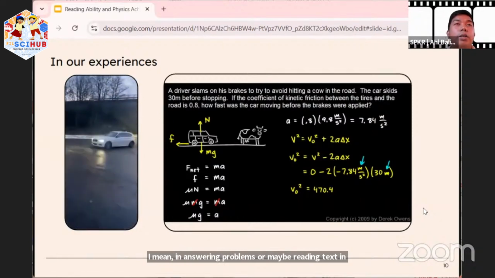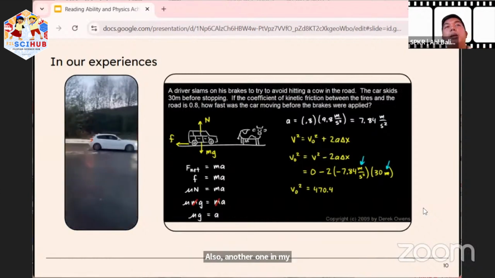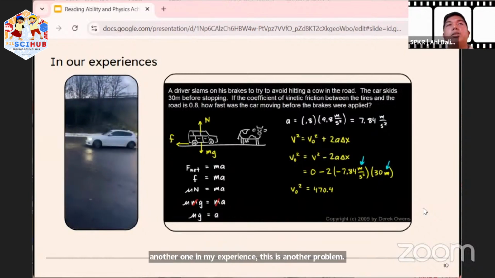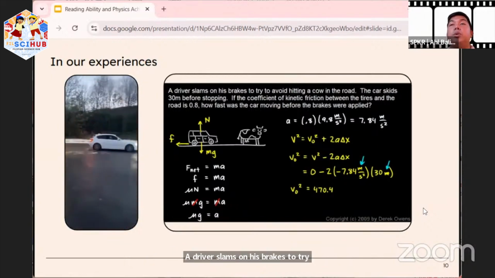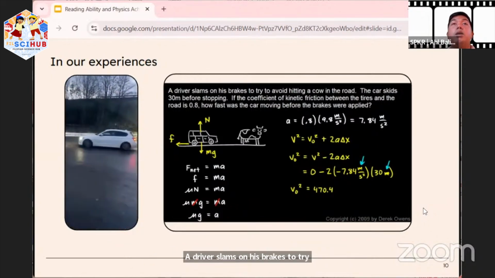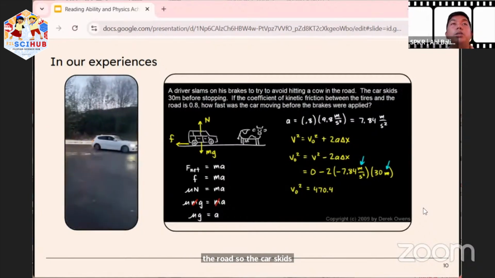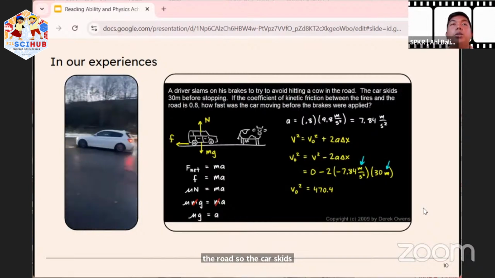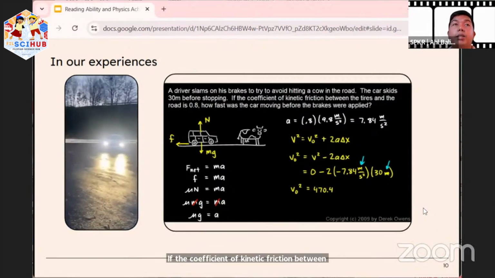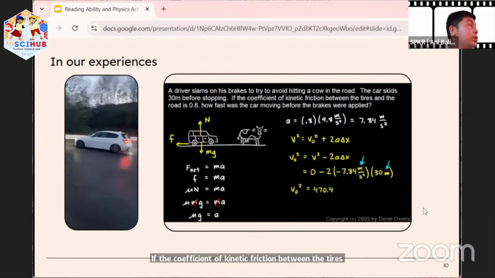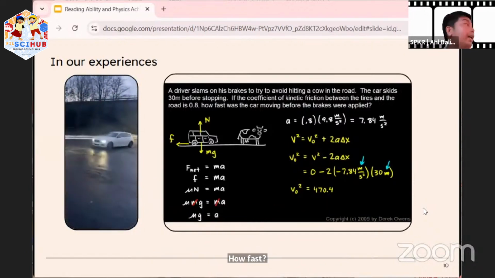Also, another one in my experience. This is another problem. A driver slams on his brakes to try to avoid hitting a cow on the road. So the car skids 30 meters before stopping. If the coefficient of kinetic friction between the tires and the road is 0.8, how fast was the car moving before the brakes were applied?